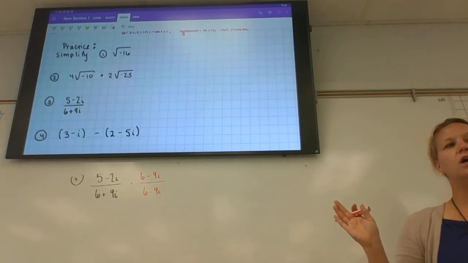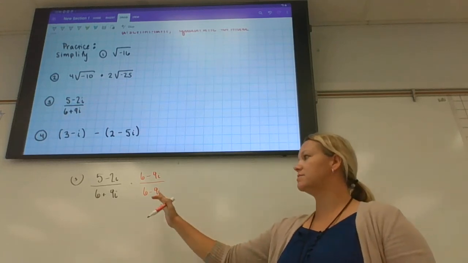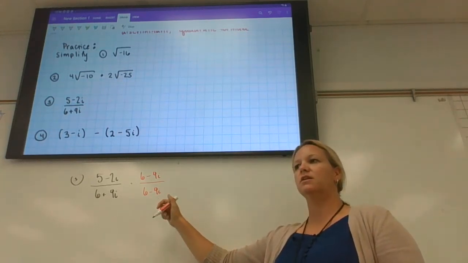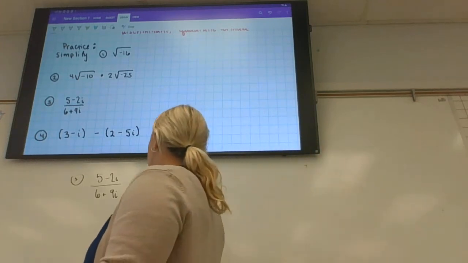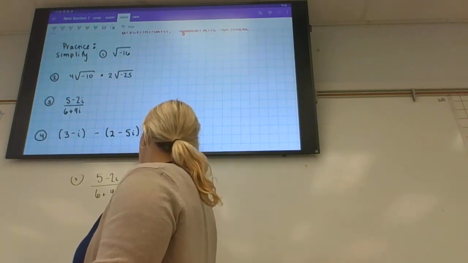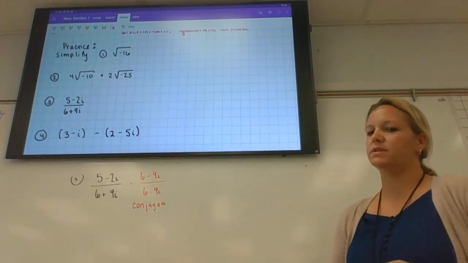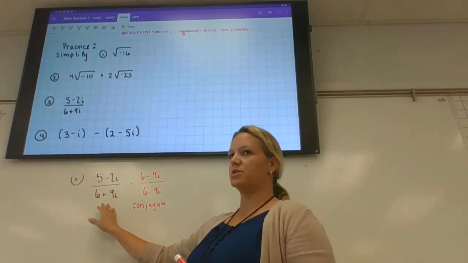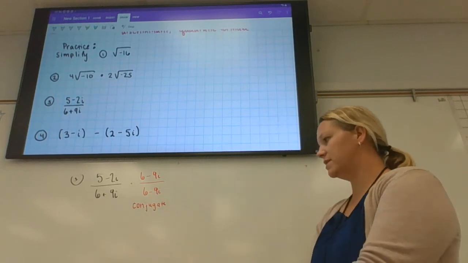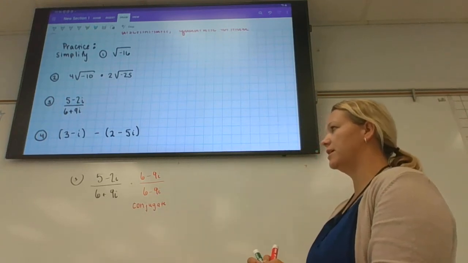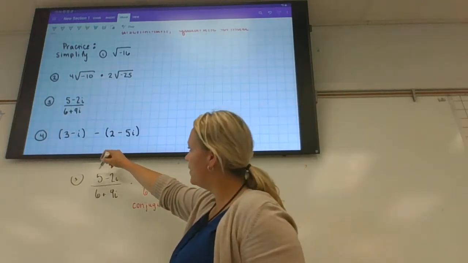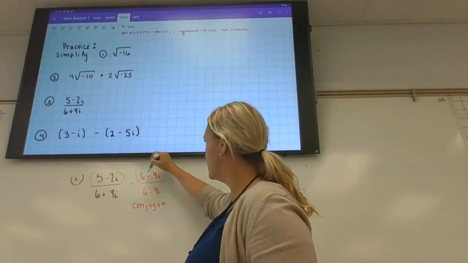Do you guys know what this is called? What's this red expression called? Anybody? The conjugate. The complex conjugate. So, in order to simplify this, you're not supposed to have an imaginary denominator. You multiply the top and bottom by the complex conjugate. And it's a full FOIL, first, outer, inner, last, when you multiply.